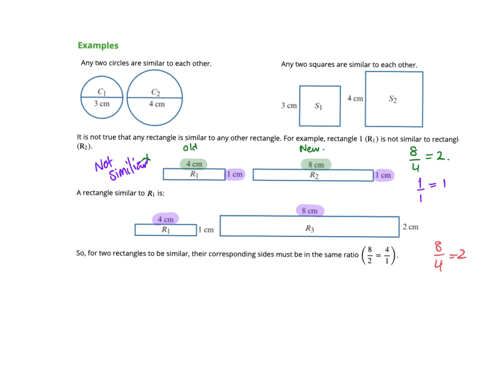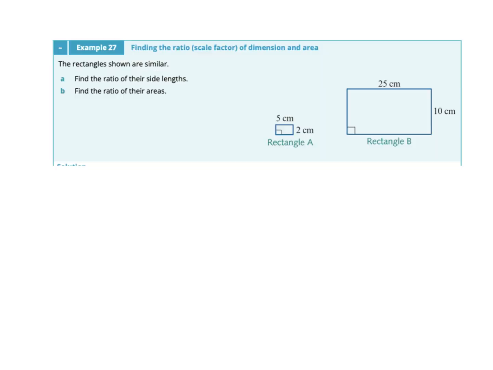8/4 gives 2, and then if you do the other one, 2/1 is 2, so they're the same. Okay, so they enlarged by the same amount, so this one is similar. So just divide the old by the new. Yeah, pretty much, to find the scale factor. We'll just go over that.